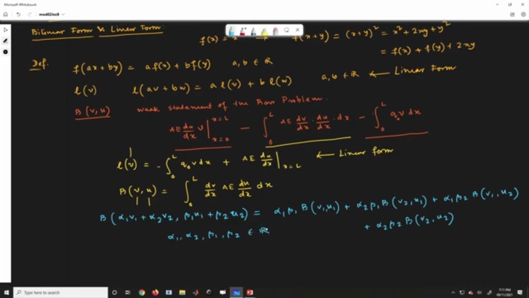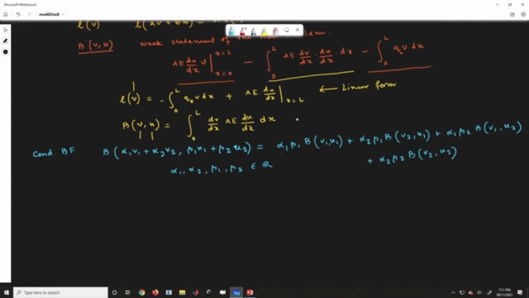Okay, now if you look carefully, this is linear in both the arguments. If I keep one constant, the first two terms give me the linearity in the argument v, and then the other terms give the linearity in the other argument. That is why this is the condition for a bilinear form. Now let us see whether this bilinear form satisfies it. If you just substitute, derivatives are commutative, so naturally it will satisfy this.